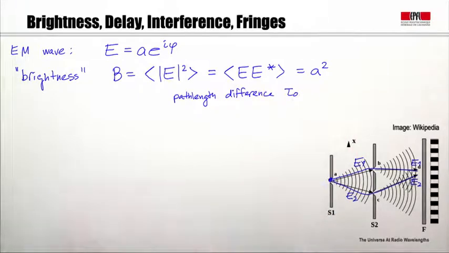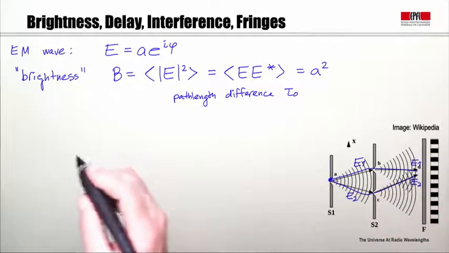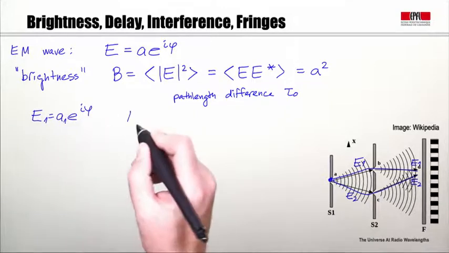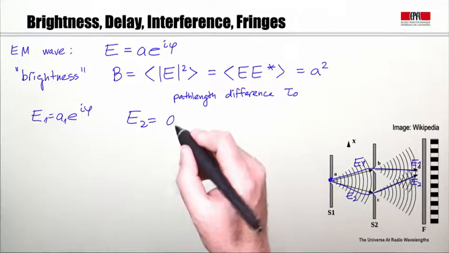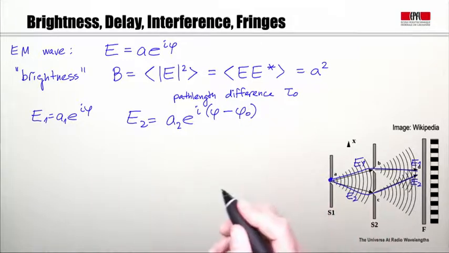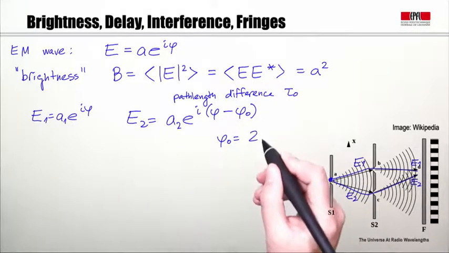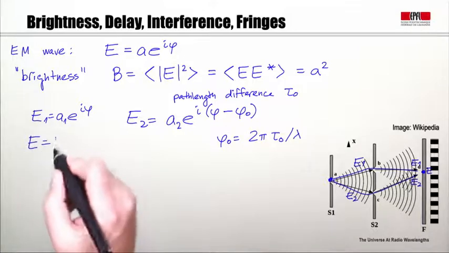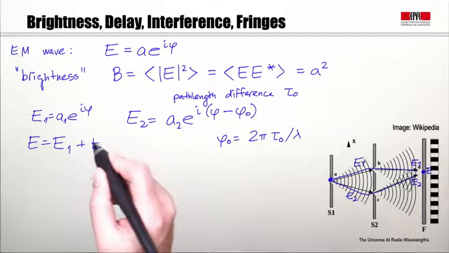In this case, the phases of the two fields received from E1 and E2 are going to be related, and they're going to be related like this. So if E1 is an amplitude times a complex phase, then E2 will be an amplitude times a complex phase minus phi naught. And this phase difference phi naught will be given by 2π τ0 over λ. This is what we call the phase delay. Now, the field actually registered at this point on the screen, E, is a superposition of the two fields. E is simply E1 plus E2.